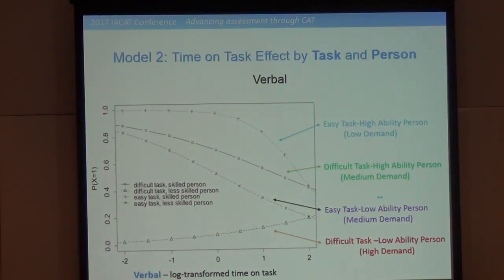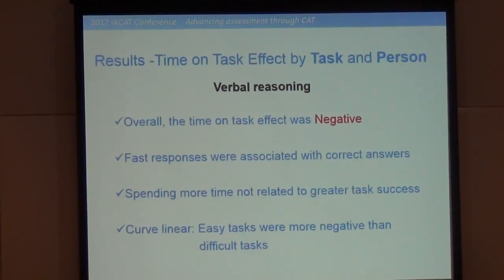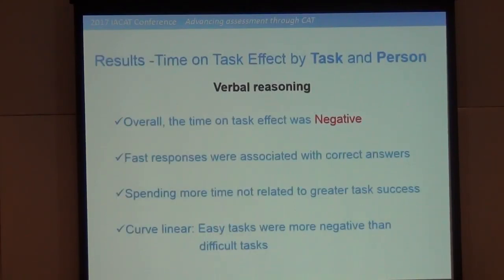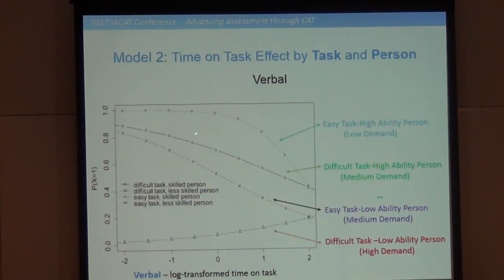This is the verbal section. To summarize, overall, the time on task effect was negative, but it's complex. Fast responses were associated with correct answers, but spending more time was not related to greater task success chances. And the relationship is curvilinear. Easy tasks were more negative than difficult tasks. I can show you again: the plus line and the triangle line refer to the easy tasks. We can see that it is more negative than the middle two lines.